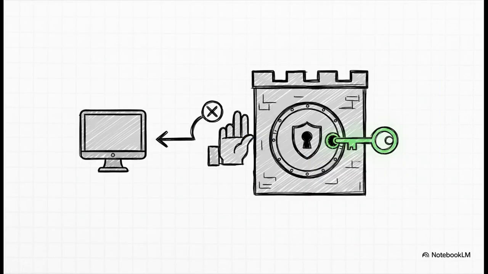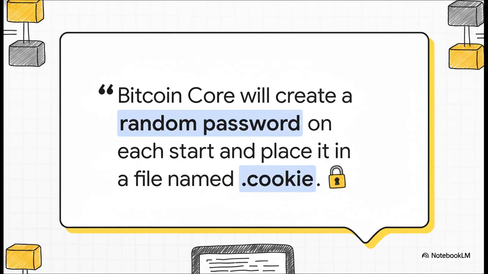But of course, you can't just let any random program on the internet start bossing your Bitcoin node around. For security, any request you send needs to be authenticated. You have to prove you actually have permission to make that call. So how does it do this? Well, it's actually pretty clever.